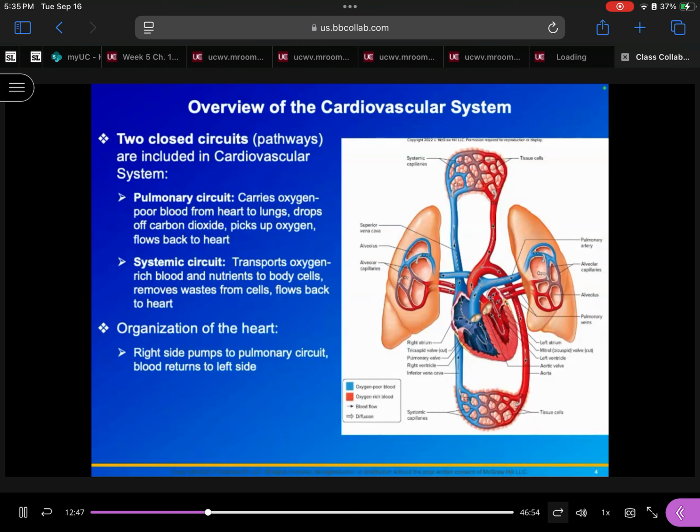They're pretty big. Anyway. All right, so looking at the organization of the heart. So we have the right side and we also have the left side.